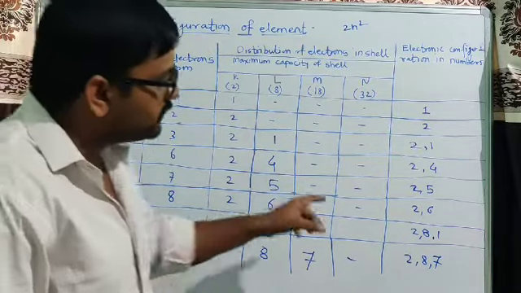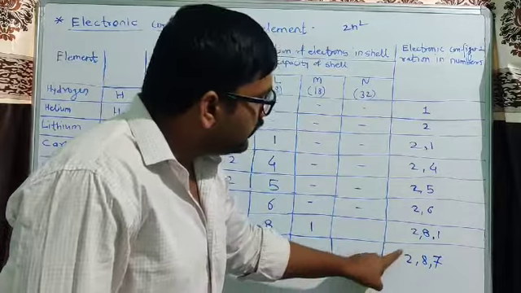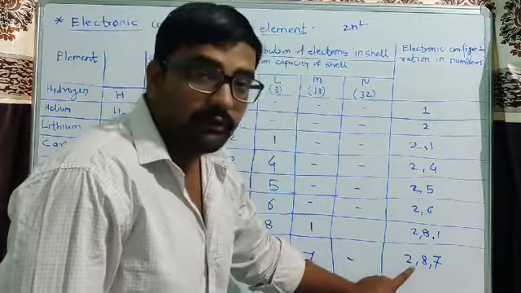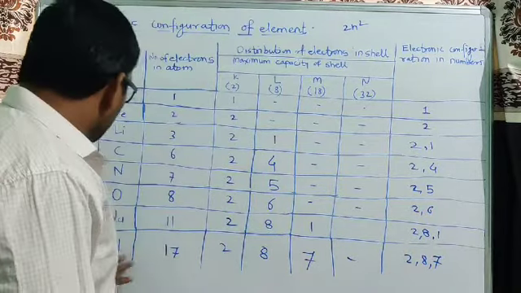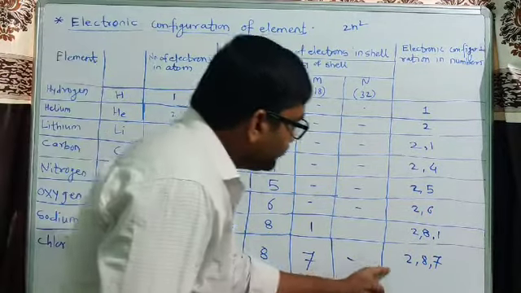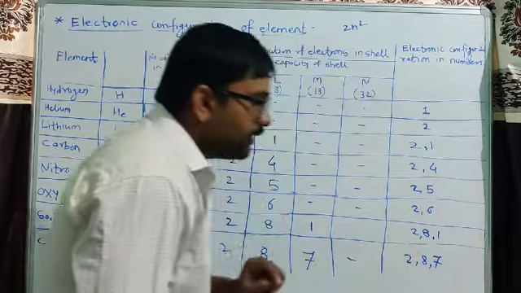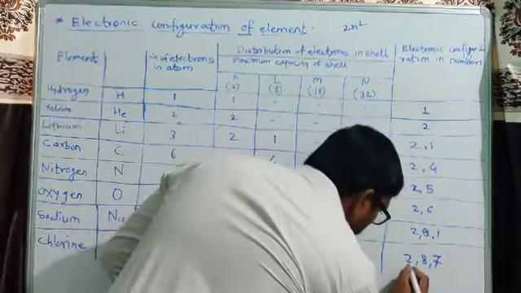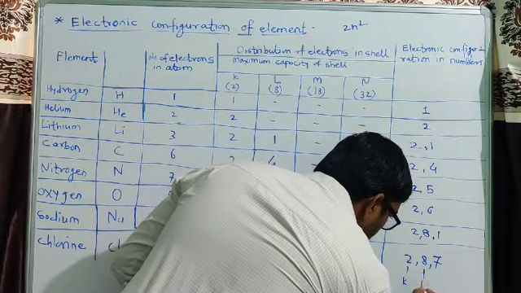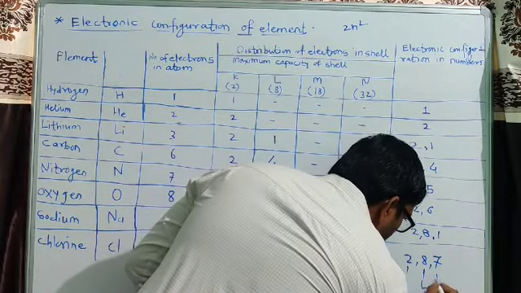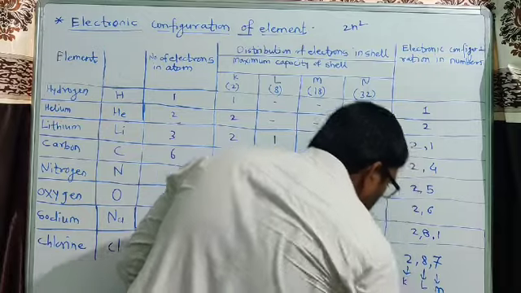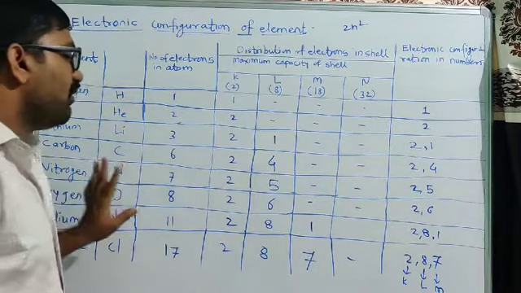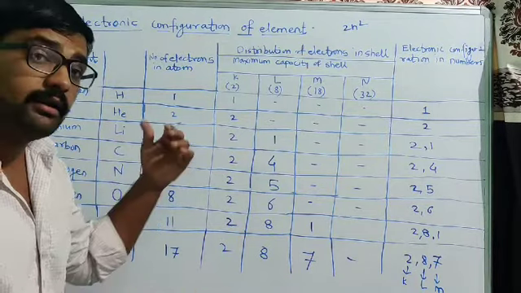Such questions are asked in examinations to write the electronic configuration in number form. If chlorine 17 is given, you have to write its electronic configuration this way: first the number of electrons in the K shell, then the L shell, and then the M shell. This is how we can write the electronic configuration of any element.